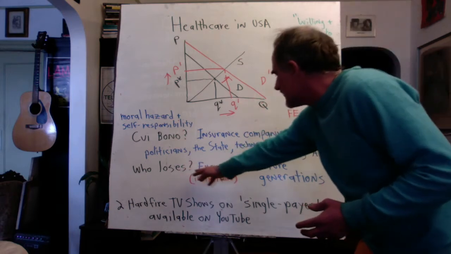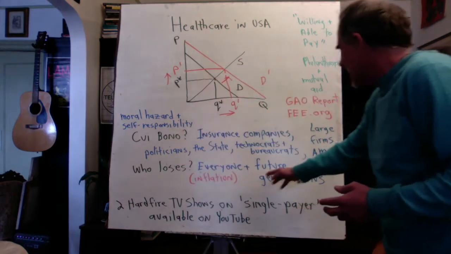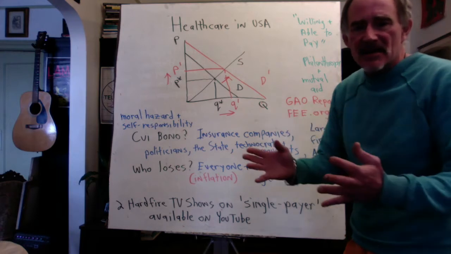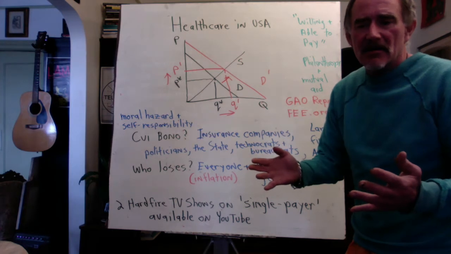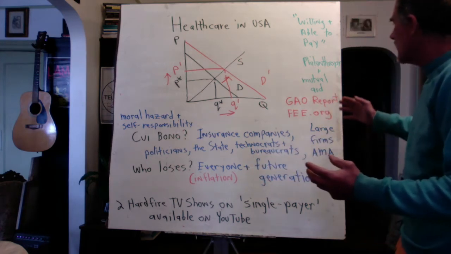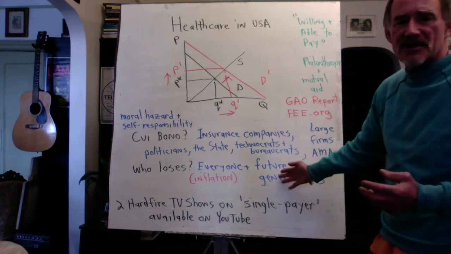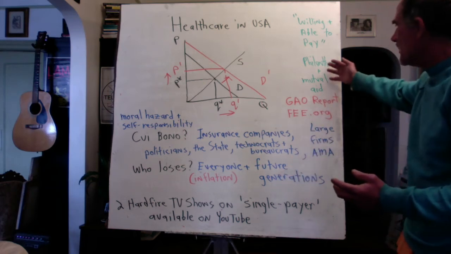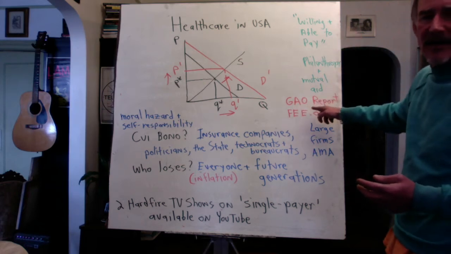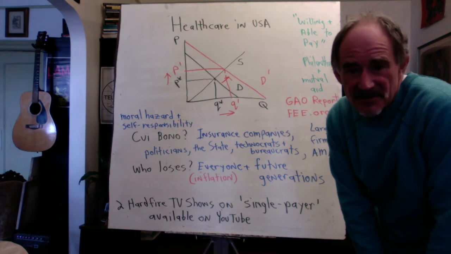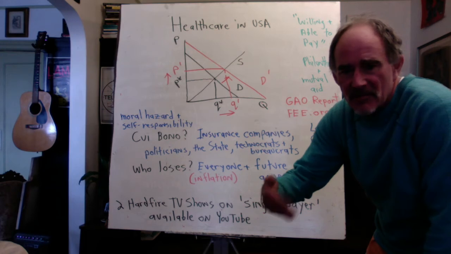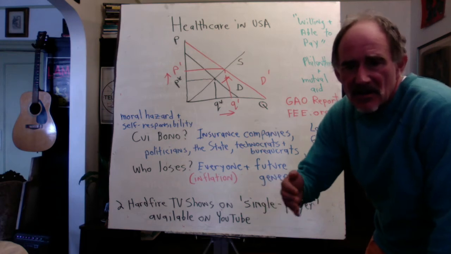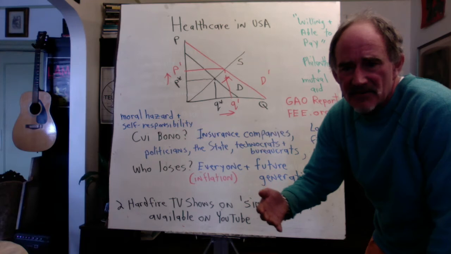And then who loses? Everyone loses because of the healthcare inflation, and future generations lose as the state creates more debt and passes that debt on to future generations. And we know from the GAO that action is needed to address the nation's fiscal health. As the government gets more and more involved in providing public goods, we create more and more debt and pass that debt on to future generations.